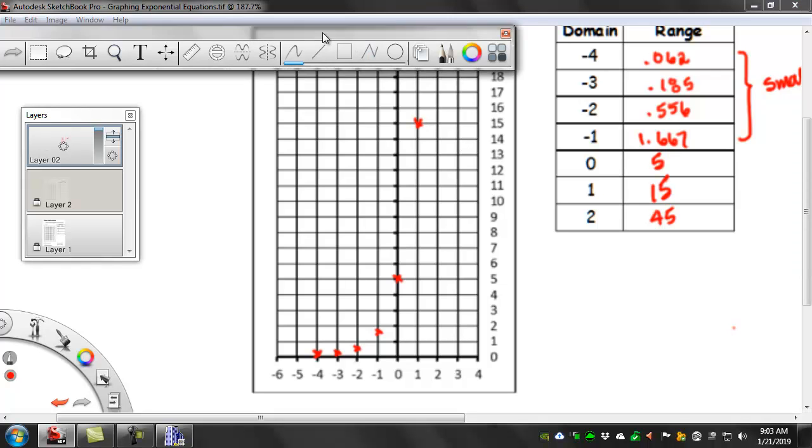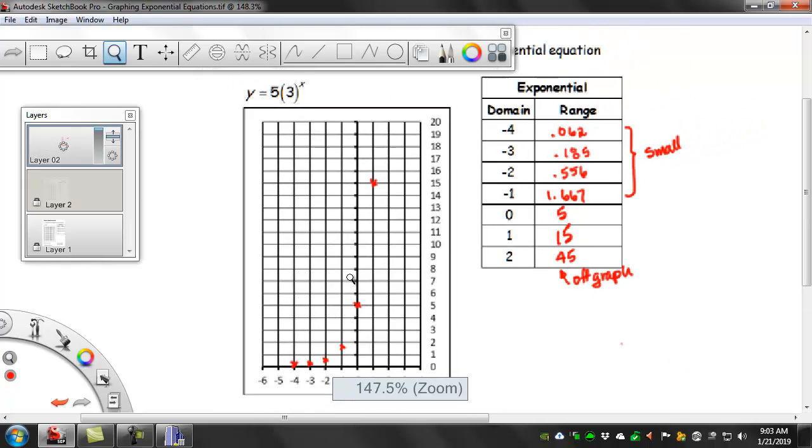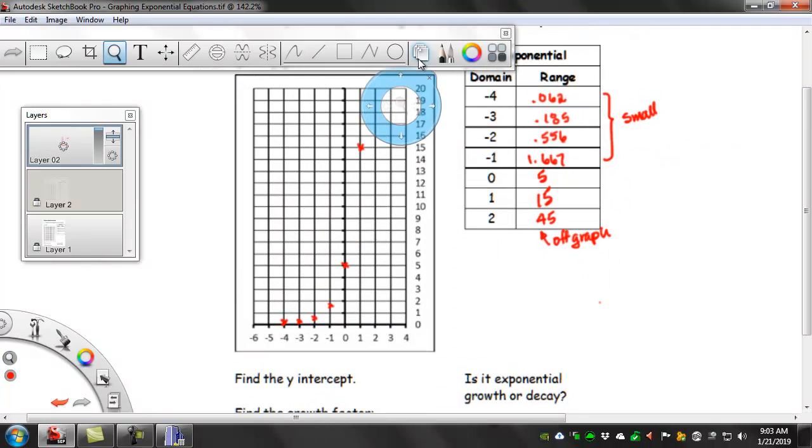And then at 1, I have 15. Now 45 is off the graph, so you really can't put that point, so just leave it off. Make sure you still include it on your table though. Now to finish this, we just take a straight edge and we just connect our dots. We know at a -6 it should be even smaller than a -4. So I'm going to start just barely above 0.